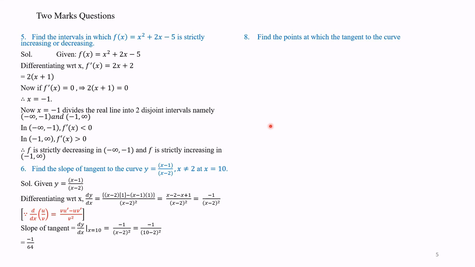Next question. Find the point at which the tangent to the curve given by the equation y is equal to x cube minus 3x square minus 9x plus 7 is parallel to the x-axis. Therefore, we have to remember the condition for parallelism to the x-axis.